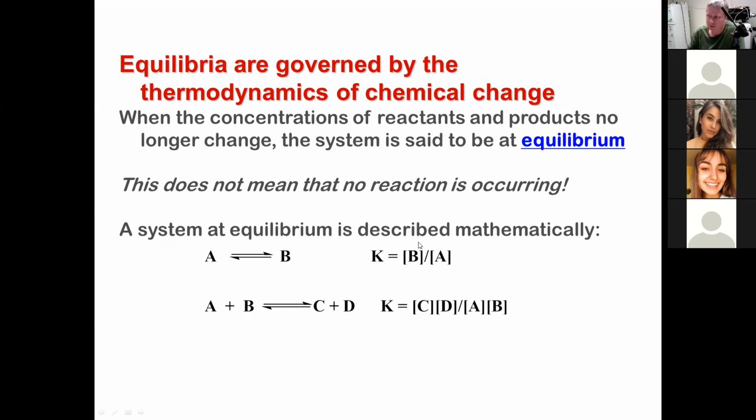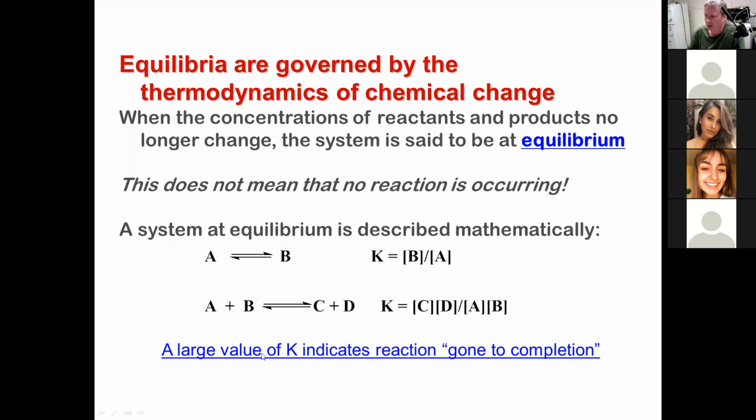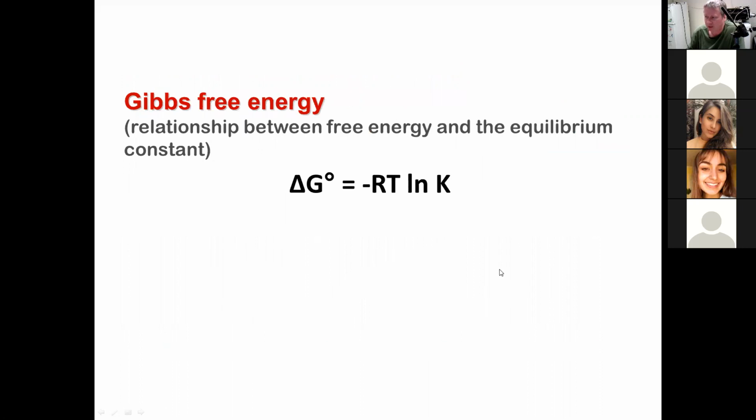And we show this with the equilibrium constant. K equals products over reactants, B over A, right? And if we have A plus B going to C plus D, it's still products over reactants: C times D divided by A times B, okay? A large K value means gone to completion, or we'll say product favored. So a big K value means we have a lot of B, or a lot of C and D, okay?